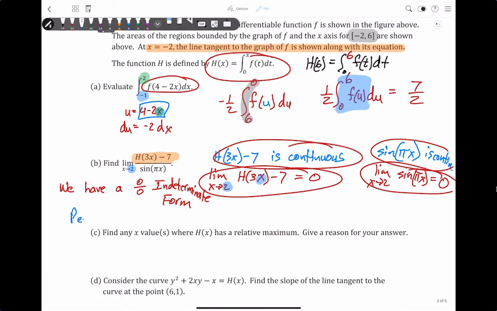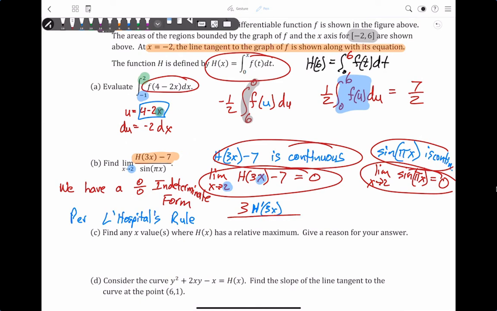So we're going to say per L'Hopital's rule, we're going to take the derivative of the top independently from the bottom. No quotient rule is going on right here. But we are going to take the derivative of the top and get h prime of 3x times the derivative of that inside piece, which is 3. We know the 7 zeros out.